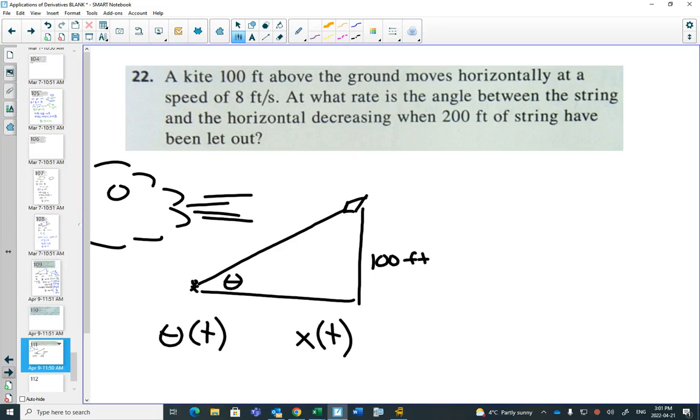Okay. There's the cloud. Pull the string in. You're pulling the string in right now. The person pulls the string in. Which way does it go? It goes towards them. Okay. 200 feet let out. Doesn't mean you're not bringing it in. No, it doesn't.